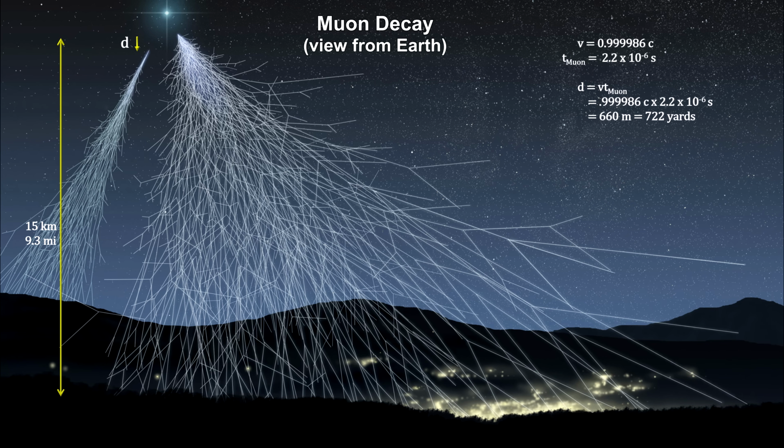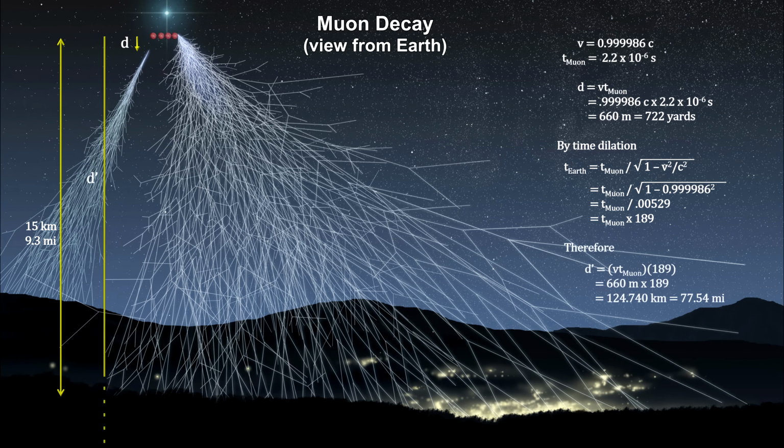This high count rate is explained using relativistic time dilation. The measured velocity of the created muons is 0.999986 times the speed of light. So, by time dilation, the half-life would be 189 times longer. This gives the muons time to travel up to 125 kilometers before half of them have decayed. And that's plenty of time for most of them to reach the surface, in line with the numbers observed.